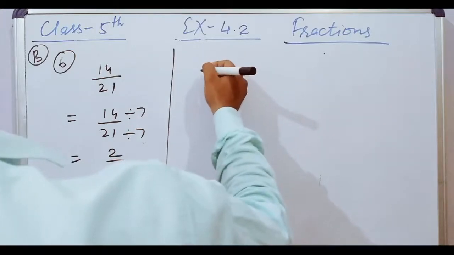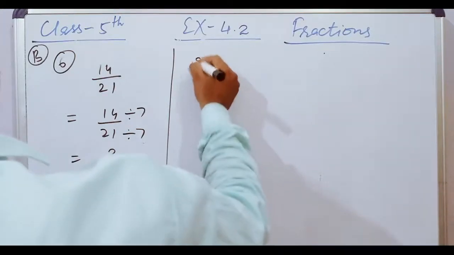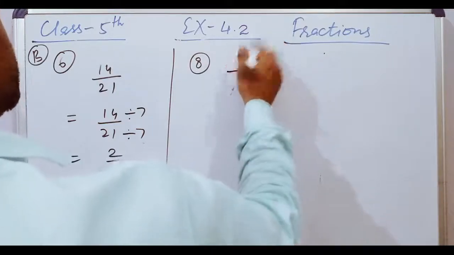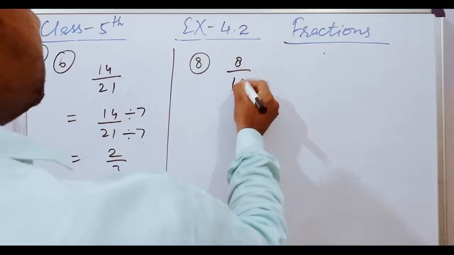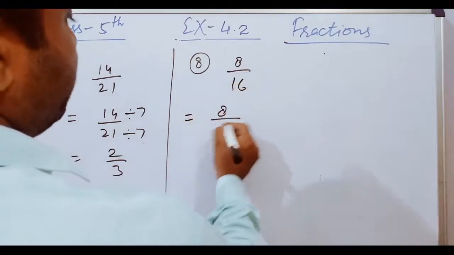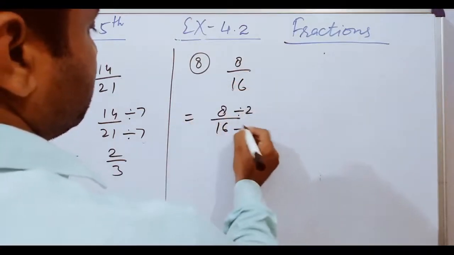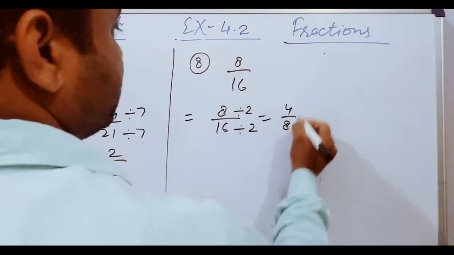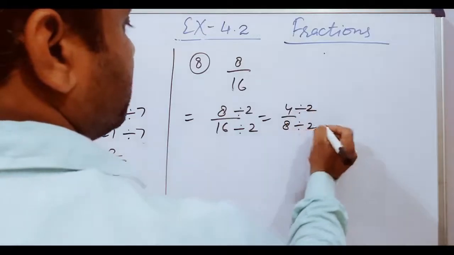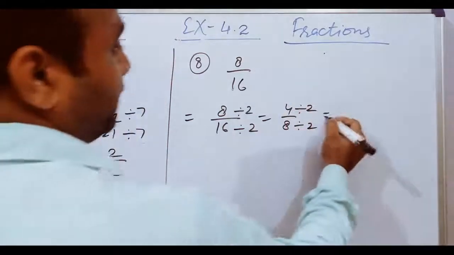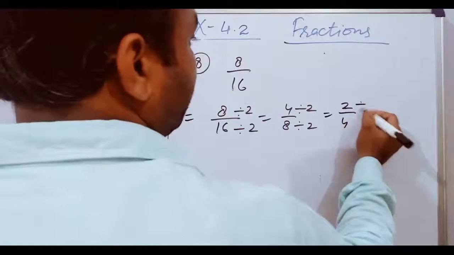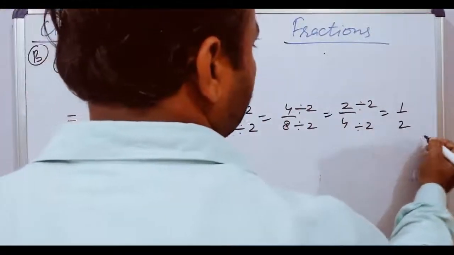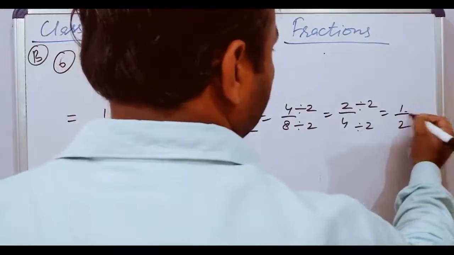Then question number 8, 8 upon 16. Now divided by 2. 2 4s are 8, 2 8s are 16. Again by 2. Why? Because 2 2s are 4, 2 4s are 8. Again by 2. Okay. 2 1s are 2, 2 2s are 4. Okay. Then this is the simplest form.